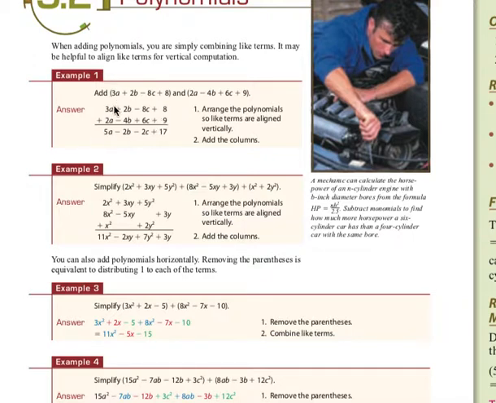Okay, starting with A, you add up the A values. 3A plus 2A is 5A. Then we have 2B plus negative 4, which is really just minus 4, okay? So 2 bananas plus negative 4 bananas is negative 2 bananas. Negative 8C plus 6 is negative 2C.